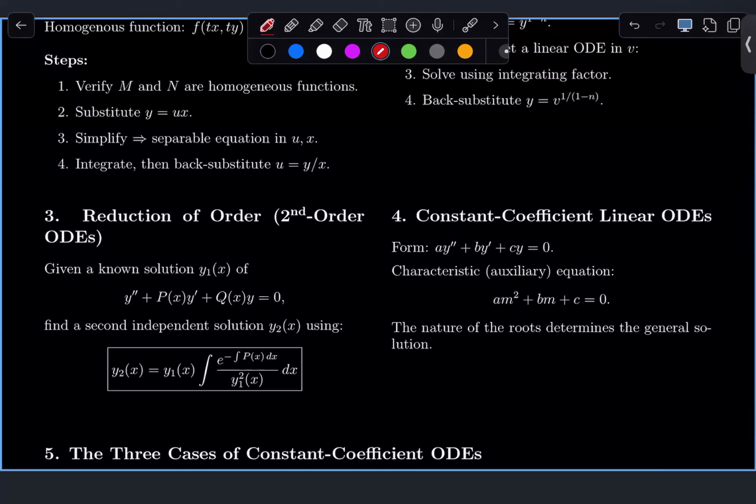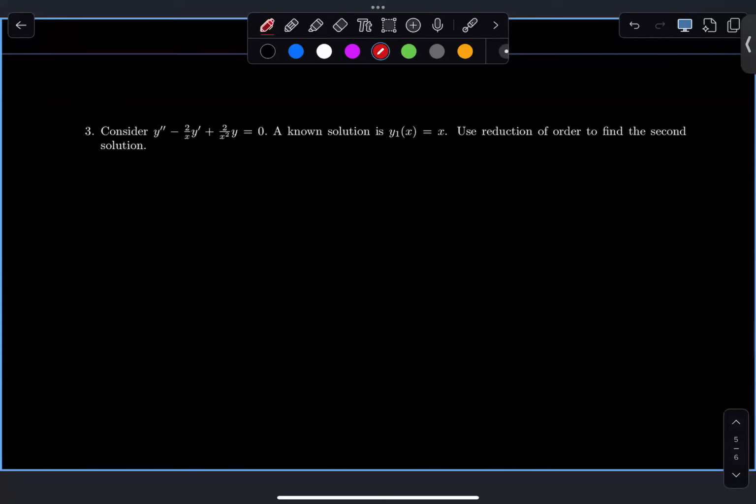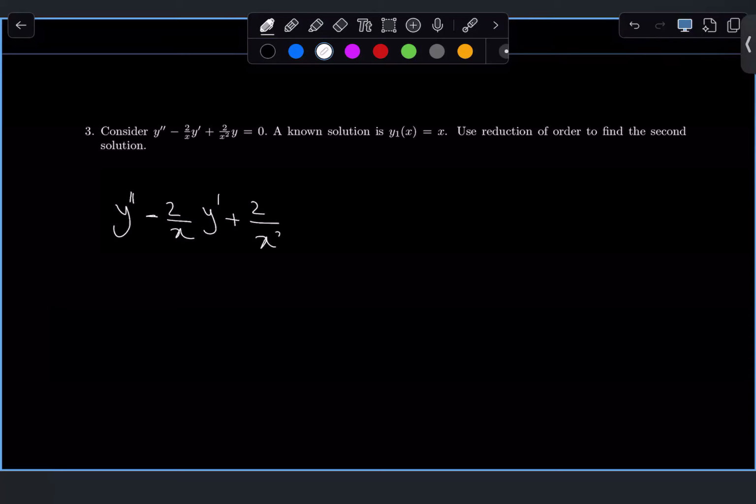This one says, if I know one solution for this second order differential equation, if I know y1, I can just use this formula to find y2. You can do the whole process, or you can just use the formula, which is much easier. All right, so we're going to use this formula to solve problem 3. You have the second order differential equation, y double prime minus 2 over x y prime plus 2 over x squared y is 0. You know one solution is just x, and you want to find the second solution.